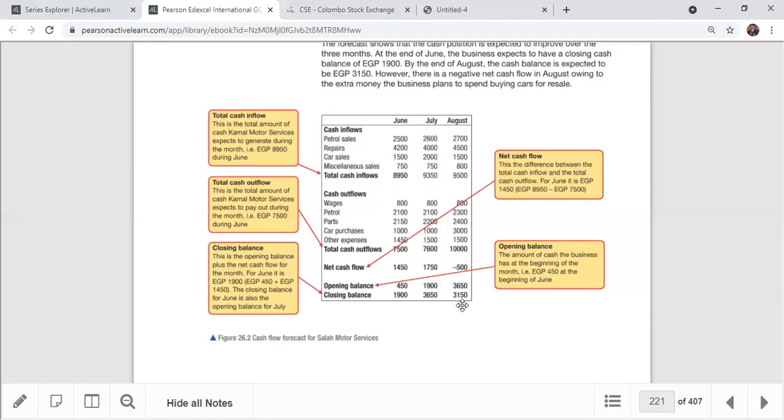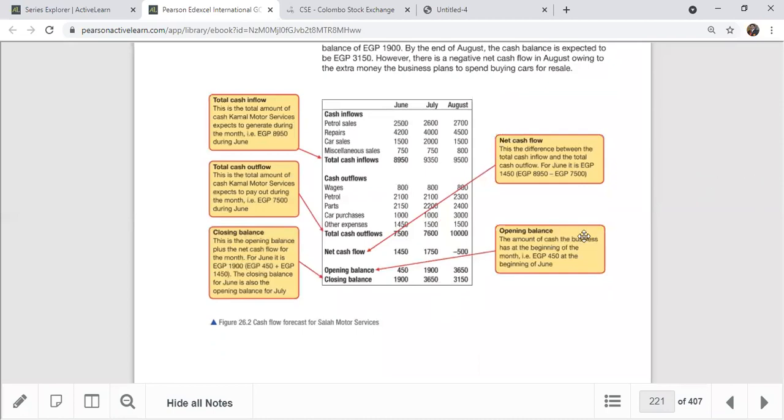August closing balance is the September opening balance. September closing balance is the October opening balance. It goes like that, November, December. So this is a very important and very basic formula. Net cash flow equals inflow minus outflow, and closing balance equals net cash flow plus opening balance. If you go to the last page of my handout, there's an MCQ question also which comes from this section.